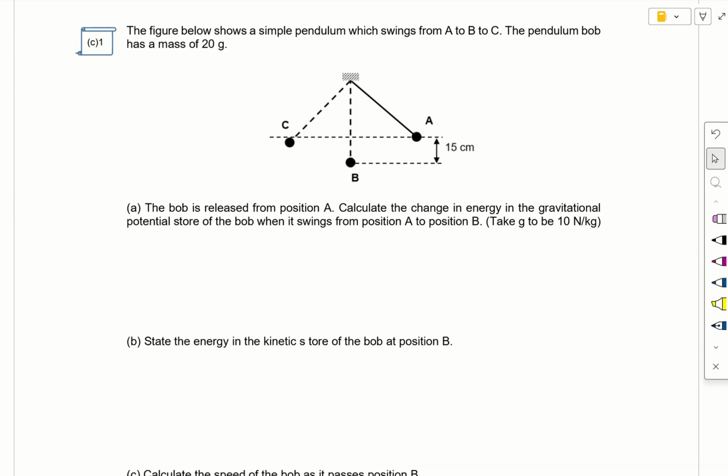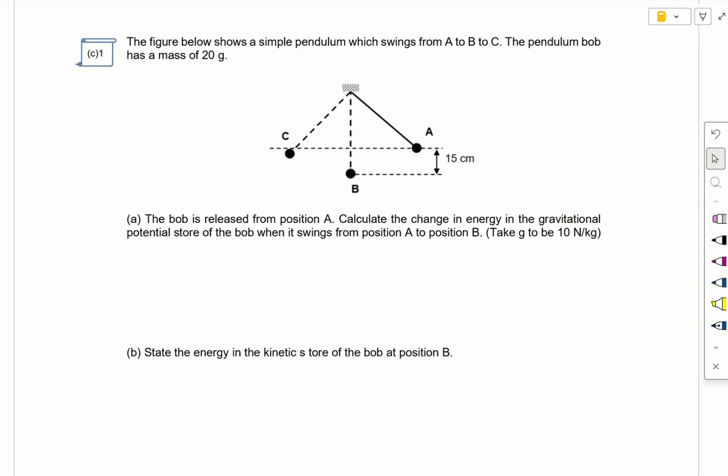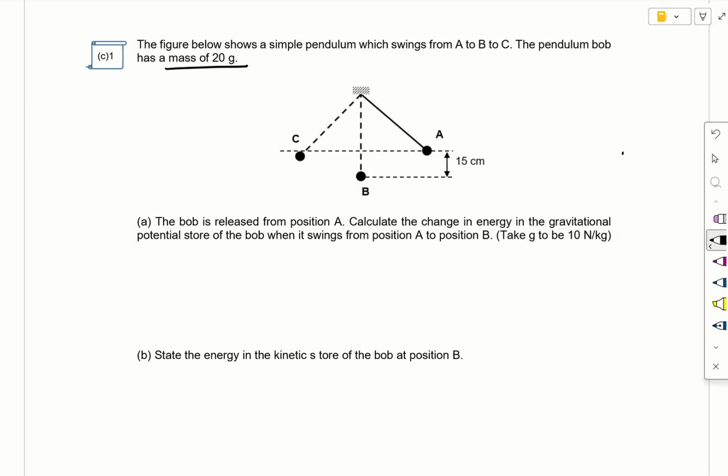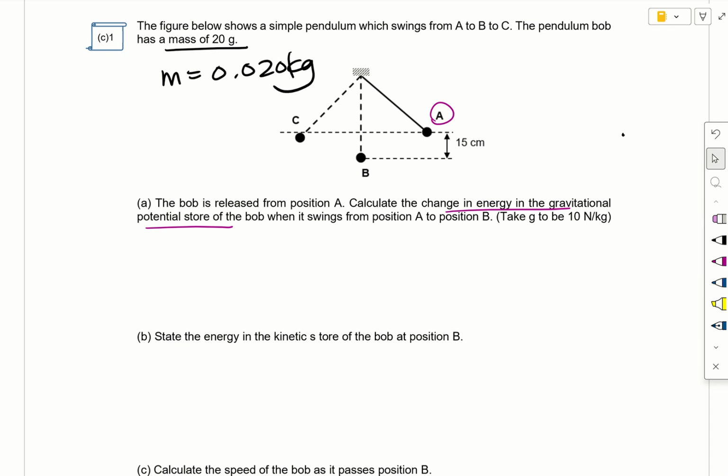Figure below shows a simple pendulum which swings from A to B to C. Pendulum bob has a mass of 20 grams, so this is m, and because you know that it's going to be in SI unit, you have to convert it to 0.020 kg. Now the bob is released from position A. So this is the starting. Calculate the change in energy in the gravitational potential store of the bob when it swings from A to B.